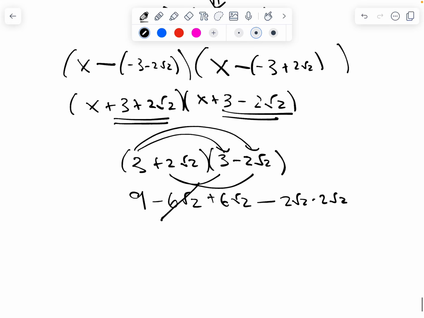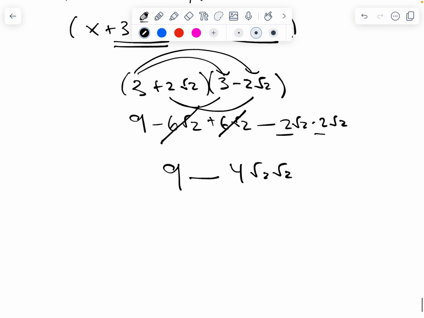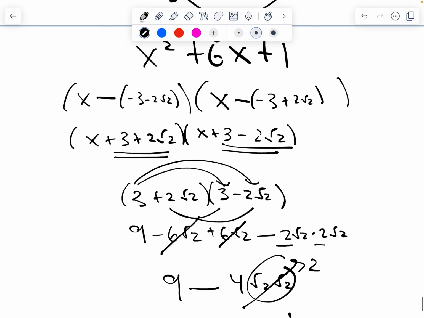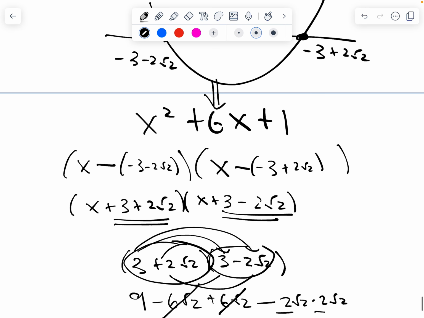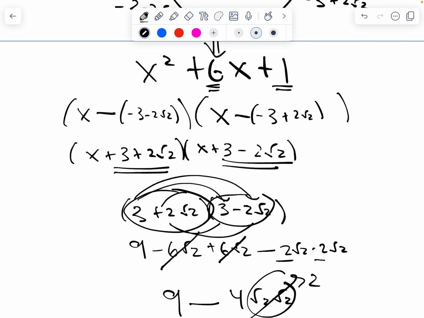Let's clean this up. Those guys cancel. 9 minus 2 and 2 make 4. What's the square root of 2 times the square root of 2? The square root of 2 times the square root of 2 is actually just going to turn into 2. So it's 9 minus 8, which is 1. So those numbers, 3 plus 2 square roots of 2 and 3 minus 2 square roots of 2, are the numbers that multiply to be 1 and add up to be 6. And the only reason we see that is from the quadratic formula.